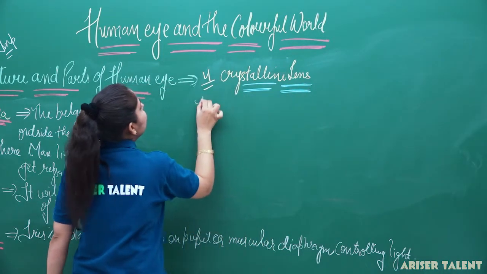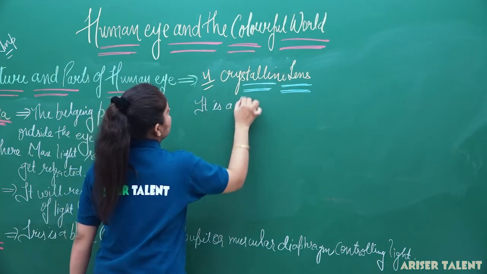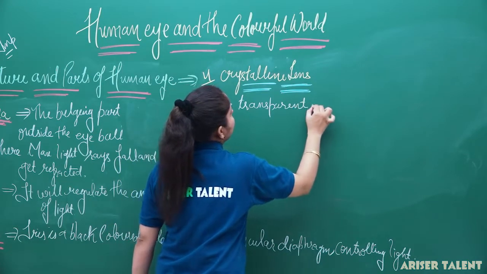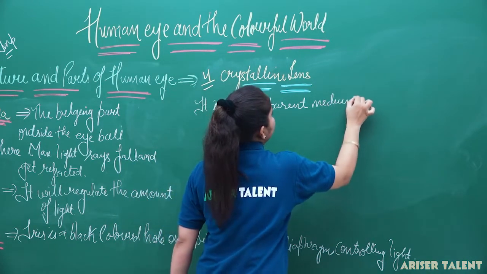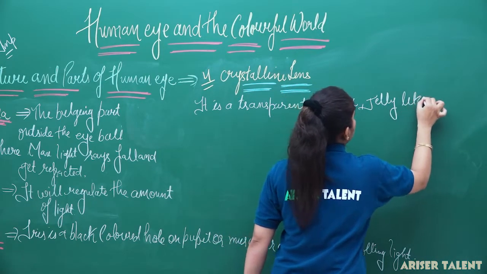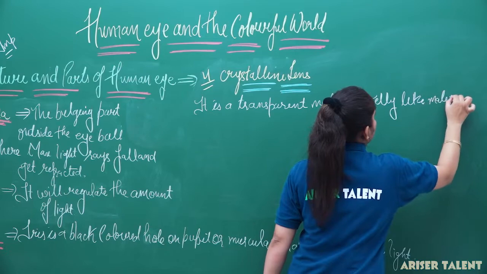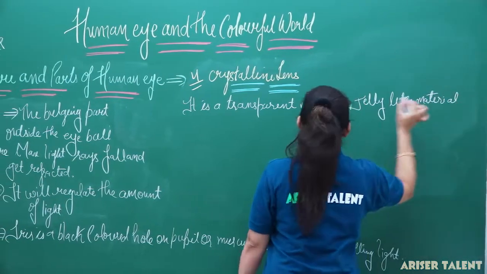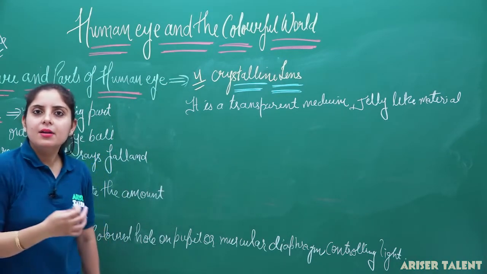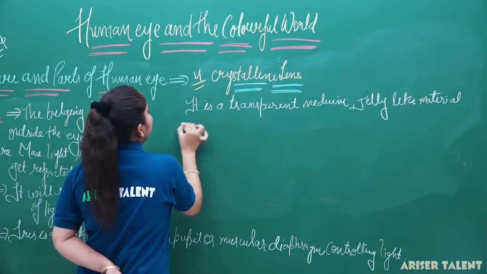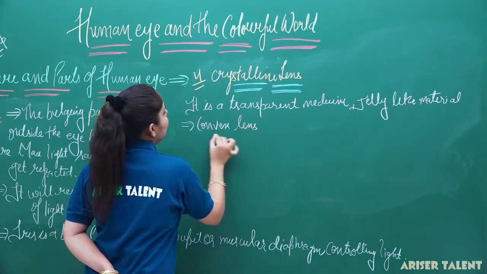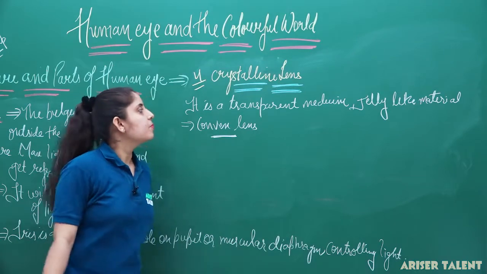Now, the crystalline lens is a transparent medium, and you can say it is a jelly-like material which is used to perform the refraction. Refraction is happening just because of the lenses we have. So, it is actually the convex lens we are using in the human eye. So, we are having a convex lens in our eye.